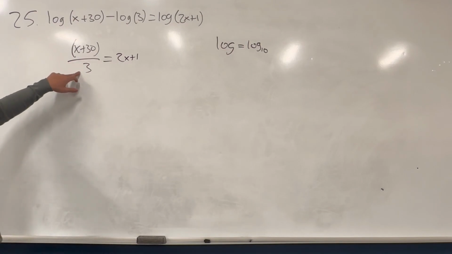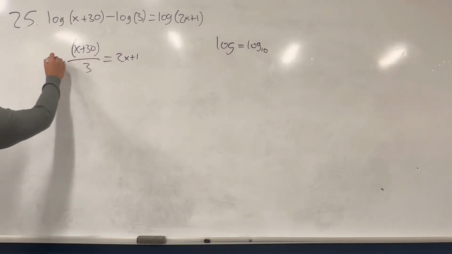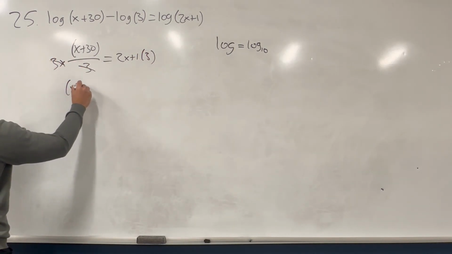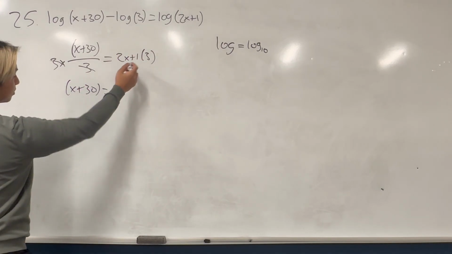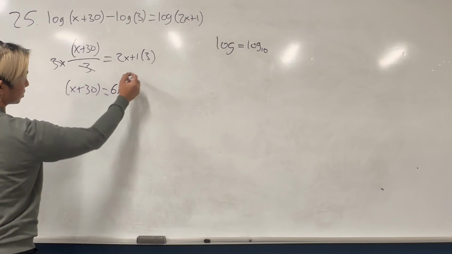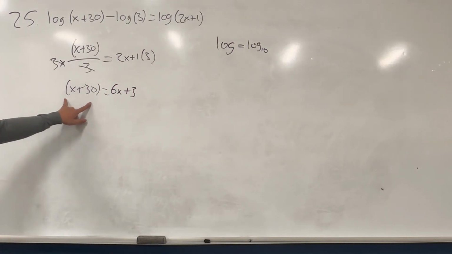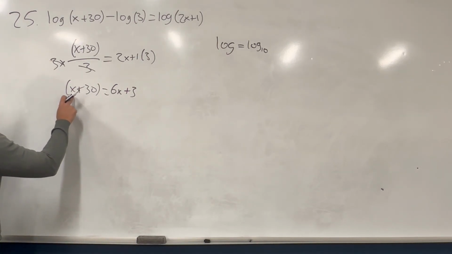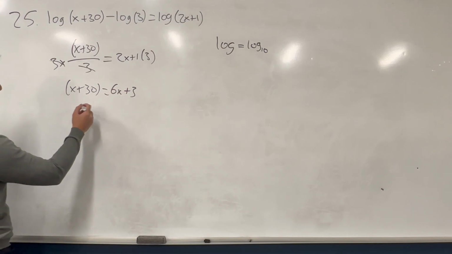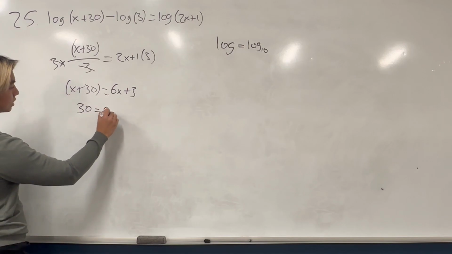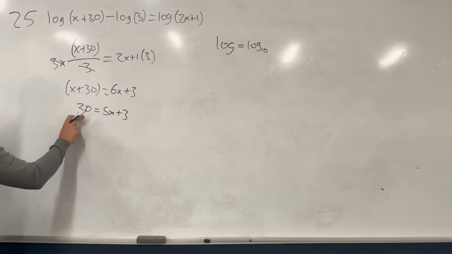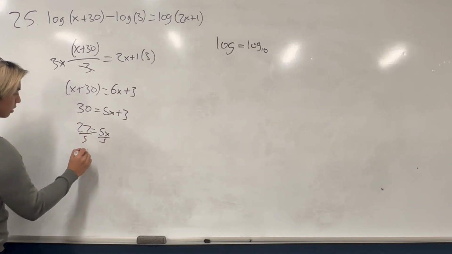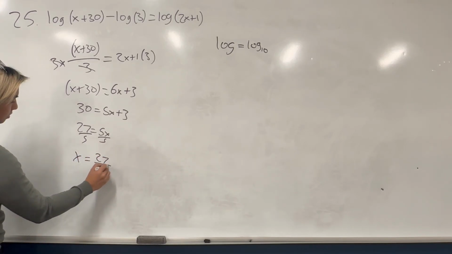So I'm going to get rid of the 3 by multiplying both sides by 3. These cancel out, and this becomes x plus 30 is equal to what? 2x times 3 is 6x, and 1 times 3 is 3. So I'm left with x plus 30 equals 6x plus 3. Let's move the 3 over to the left and the x over to the right, one step at a time. So 30 equals 5x plus 3, then 27 equals 5x, and then divide. So x is equal to 27 over 5.